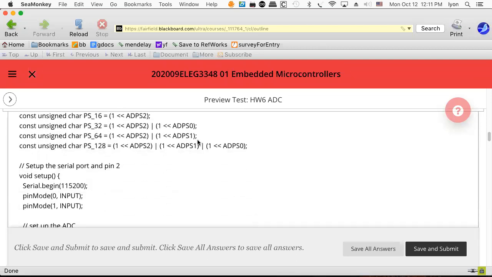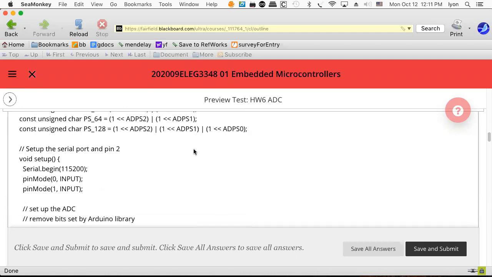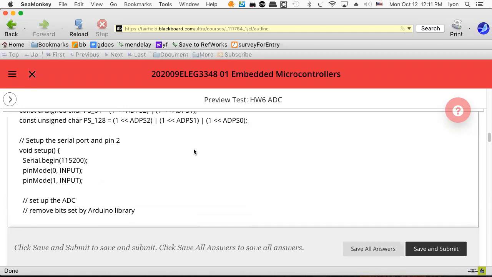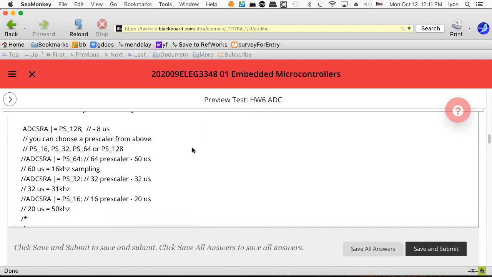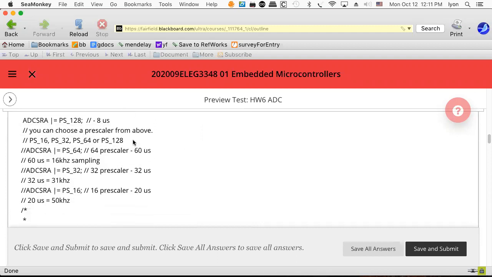Let's try this again. So let's have a look at what we've got here. So here's our 128 prescaler, right? And we'd like to know what is the sampling period.